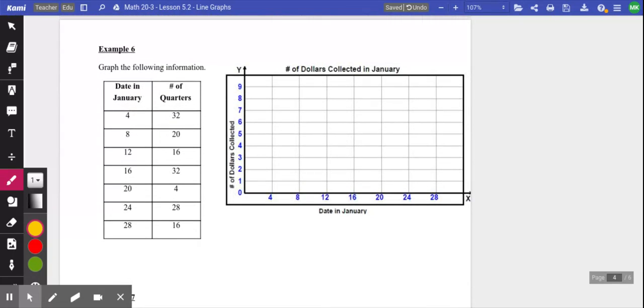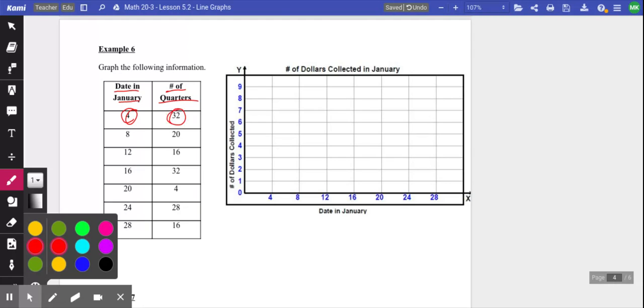Wonderful. Creating a line graph. Creating a line graph is actually pretty easy. You're just going to take your data, and your data represents a point. So we have dates in January, and then the number of quarters that you have. So for instance, this point, 4/32, means go to the 4th date in January and go up to 32 collected.